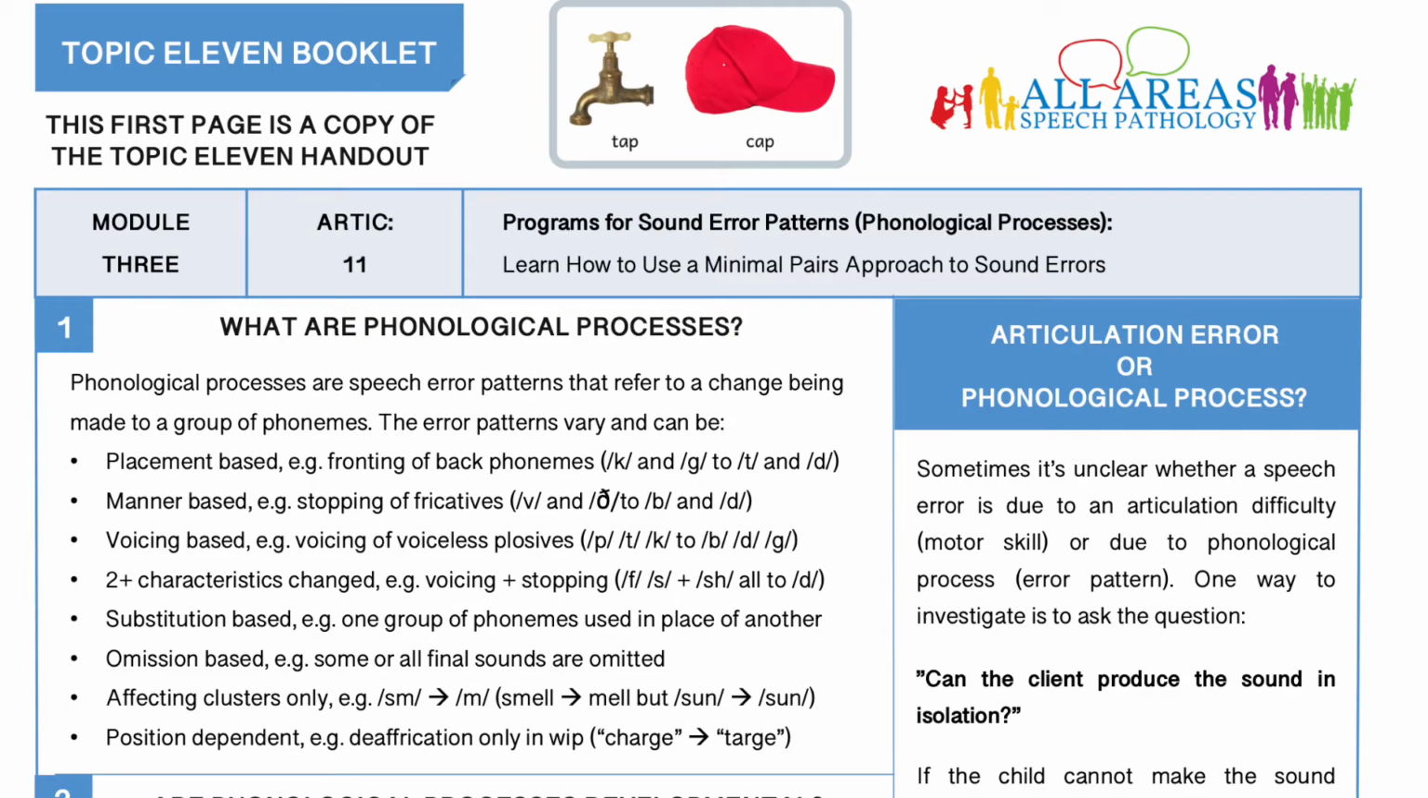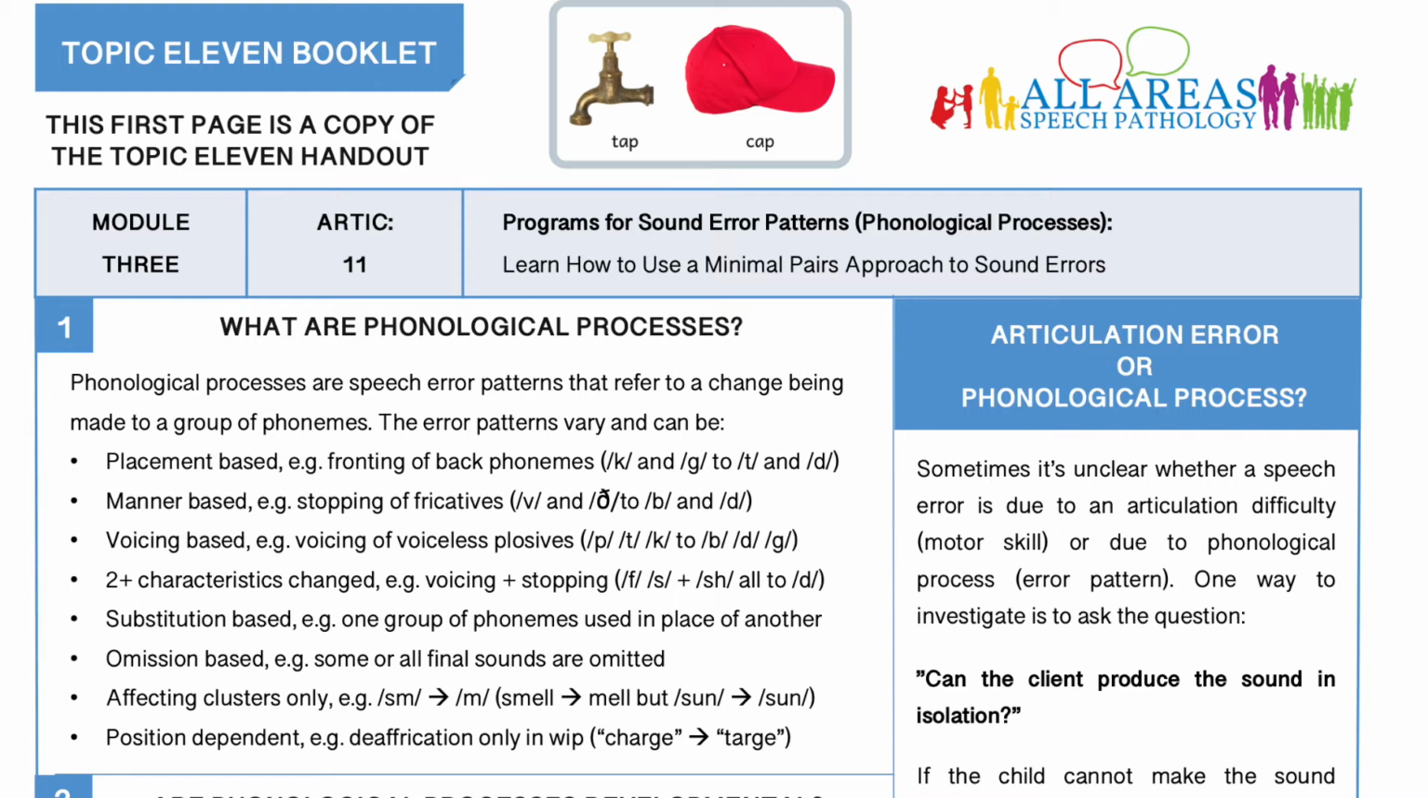You would have read through this handout. Hopefully that's making a lot more sense now. A phonological process is the technical term. The term I suggest you use is error pattern. And all of the things you've been learning about can be applied to this.